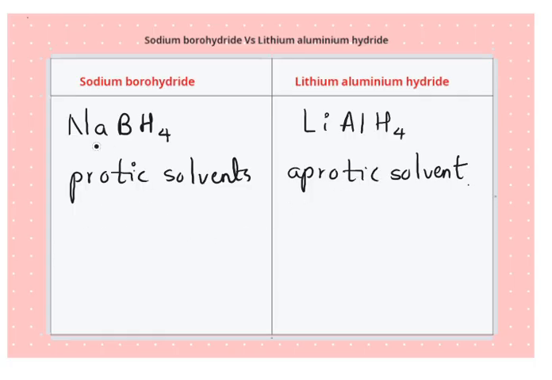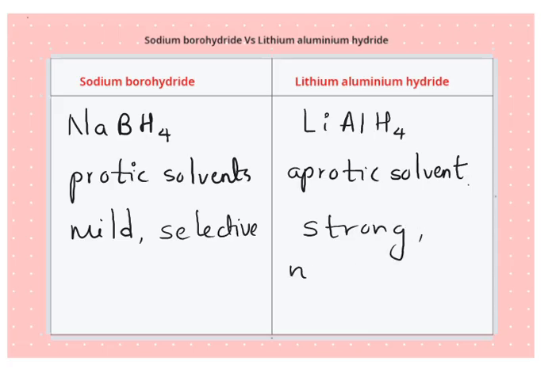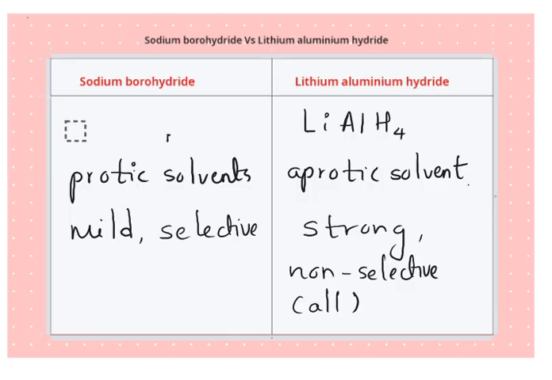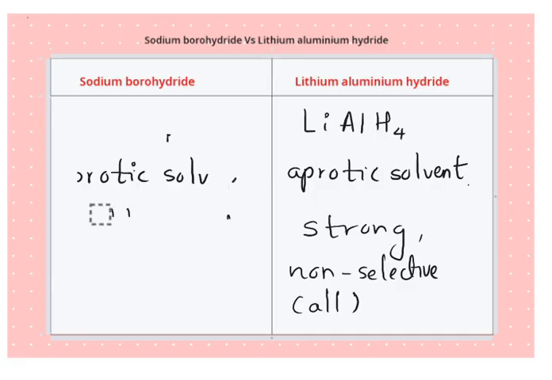Now, what about the reaction? Sodium borohydride is a mild reducing reagent, right? And it is selective. What about lithium aluminium hydride? It is a strong reducing reagent and it is non-selective. What do you mean by non-selective? That means it will react with almost all of the functional groups. In order to understand the last point, let's see some of the reactions of sodium borohydride and lithium aluminium hydride.